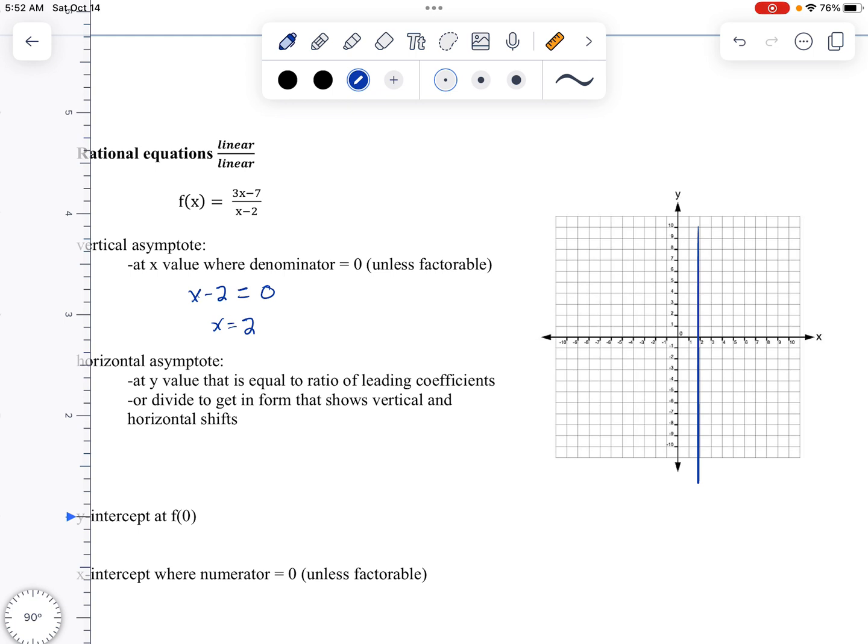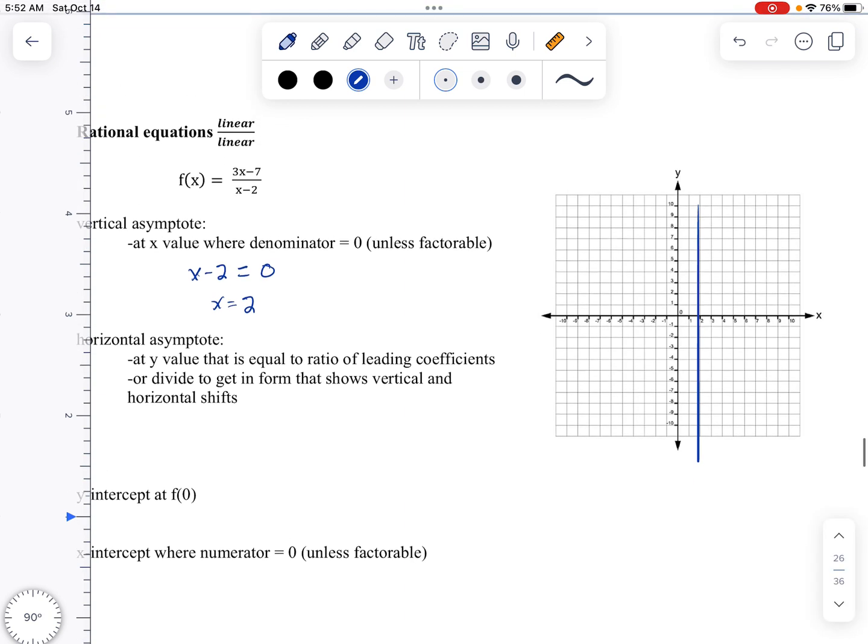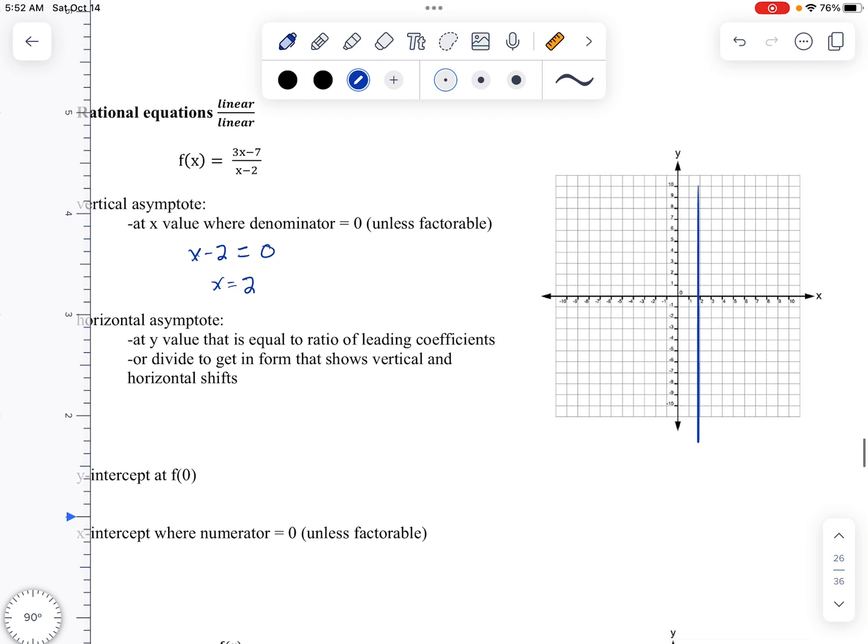Now, my horizontal asymptote. When you have linear over linear, the quick way to find a horizontal asymptote is at the y value that's equal to the ratio of the leading coefficients of the numerator and denominator. So right here, 3 over 1.